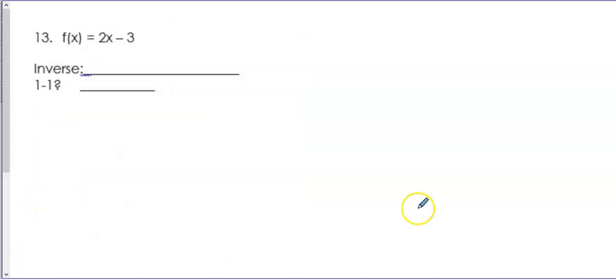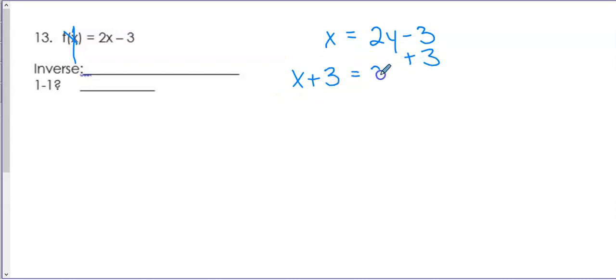This section is also inverse functions, and it's finding them algebraically. And I think if you remember, you can check on Desmos to see if the inverse is a function. Sorry, I'm getting tired. All right, so let's change this to a y. We'll switch the x and y, and then solve for y. Add 3, divide by 2.